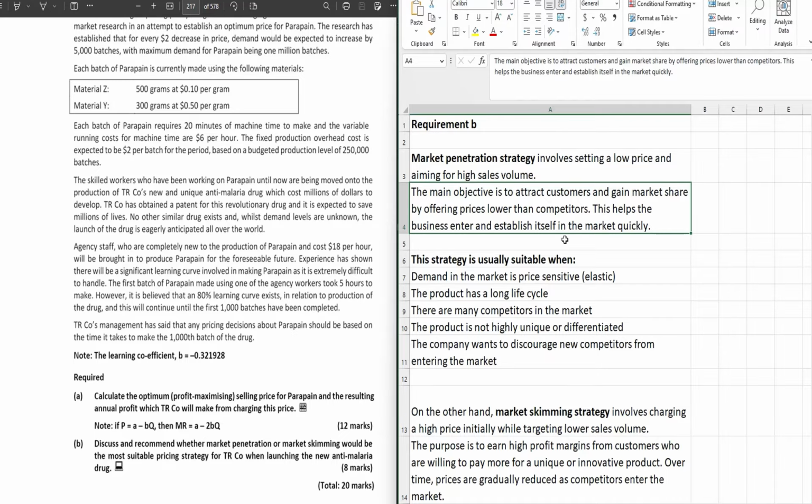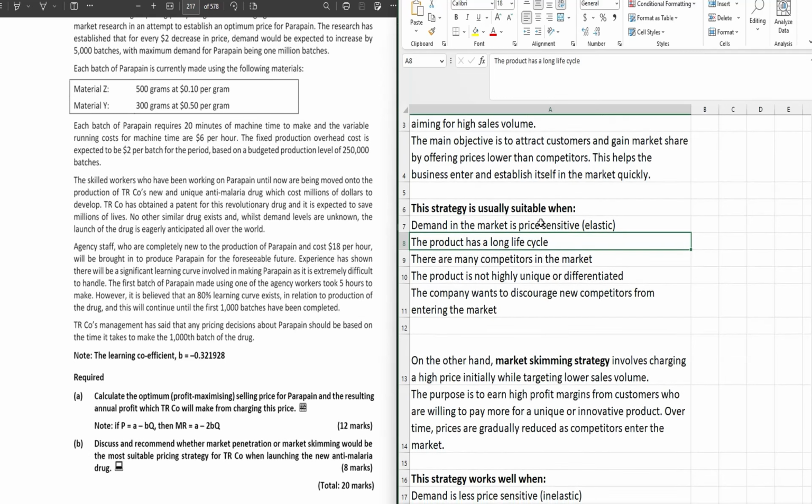Now, where will this strategy be suitable? This strategy will be suitable where demand in the market is price sensitive, elastic. Means if we reduce the price, the customer will react, and the product has a long life cycle. So if we are charging the lower selling price, we still have enough time to make our product profitable, right?